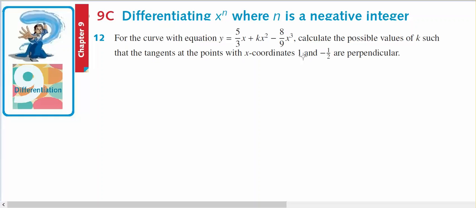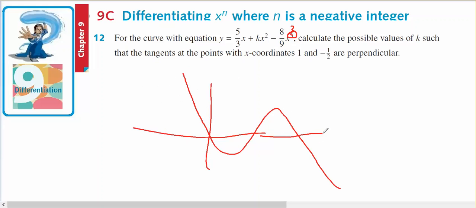This is for Year 12 Methods. It comes out of 9C, question number 12. So I have this curve, and this curve is a cubic, and it's a negative cubic. So it's possibly, I don't know what it looks like. Maybe it looks something like this, not quite sure what it looks like, but it's a negative cubic. Find the values of k.